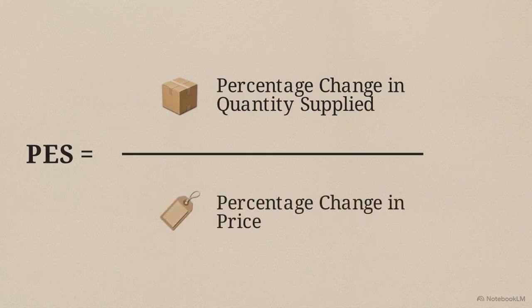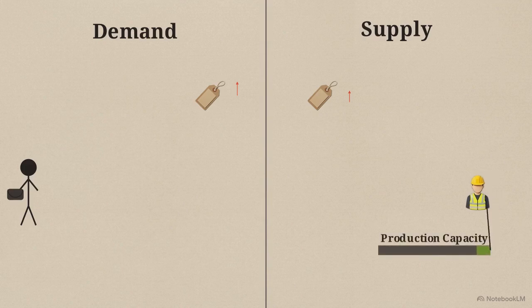in price. Because producers seek higher profits, when price goes up, suppliers increase the quantity they produce. Thus, our formula typically yields a positive number. Unlike demand elasticity, where we wonder if consumers will pull away from a price increase, supply elasticity assumes the producer wants to chase the higher price. We are measuring their physical ability to increase production to catch it.